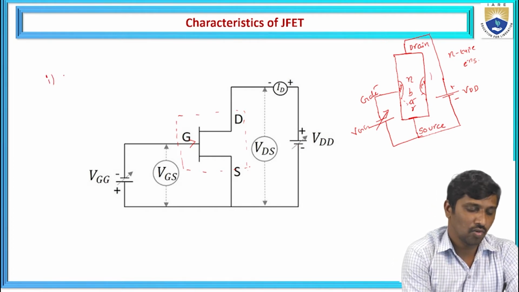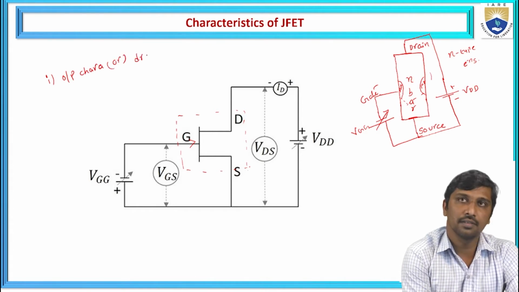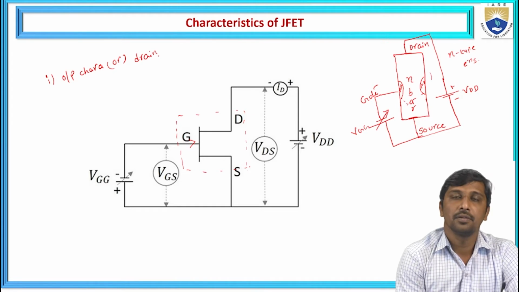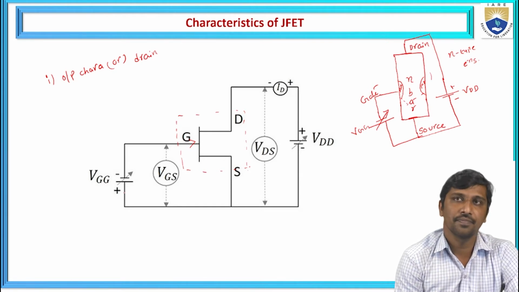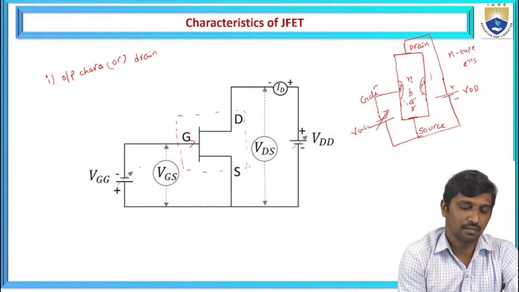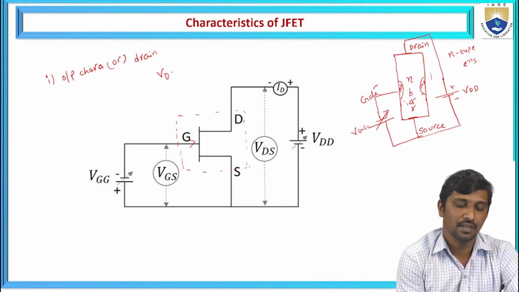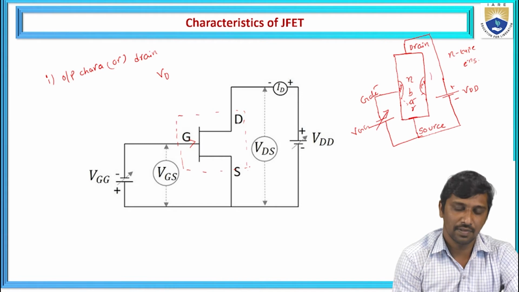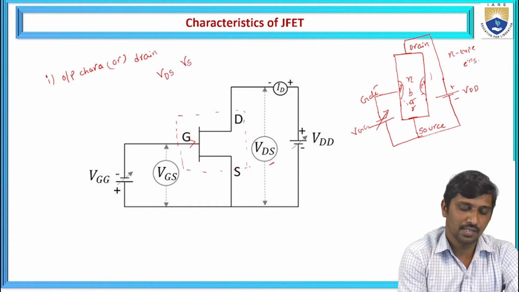One is called the output characteristics, or it is also called drain characteristics. To observe these drain characteristics, we need to plot the characteristics between drain to source voltage and drain current. Means we need to plot voltage versus current, volt-ampere. The voltage between the output side, between drain and the source, is represented as VDS. Hence, VDS versus the output current, the drain current, ID.